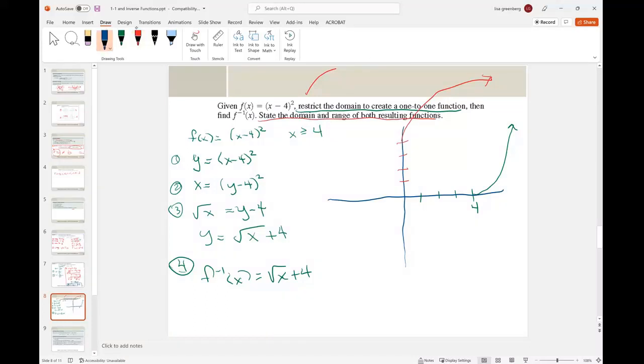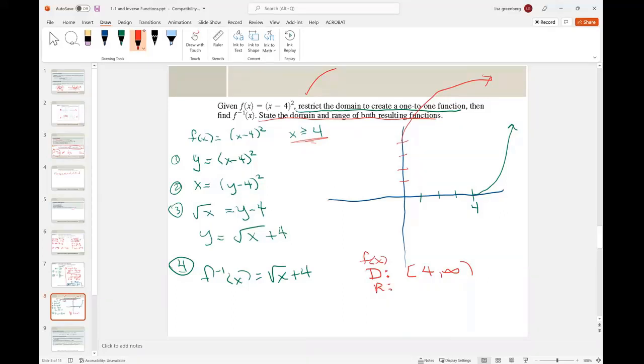Okay, so here, let's do this. For the domain, we'll do f of x first. So for the domain of f of x, well, we already said we had to restrict it, right? So in interval notation, I can say this is from 4 to infinity, okay? And what's the range of that function?